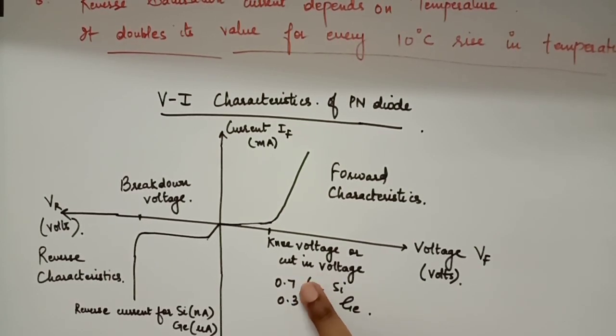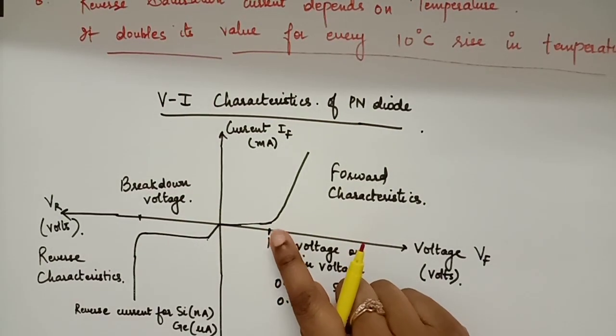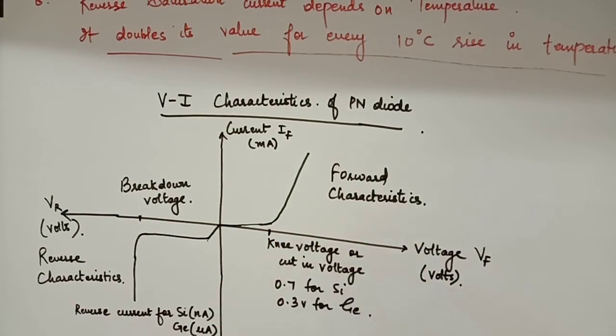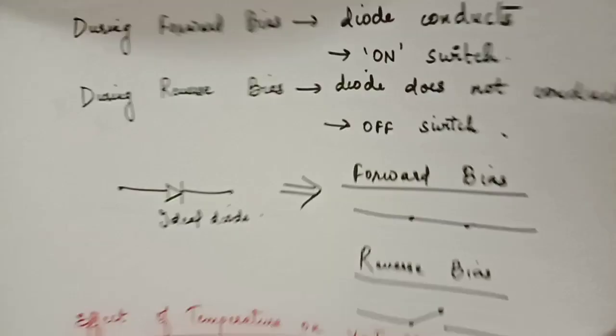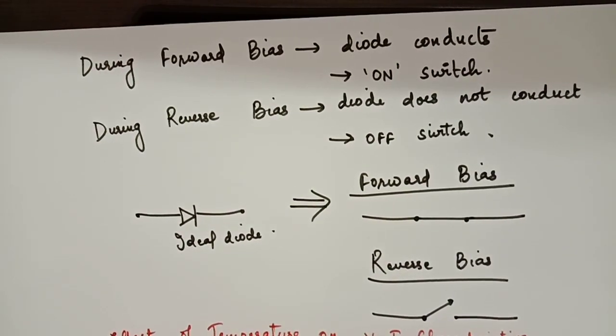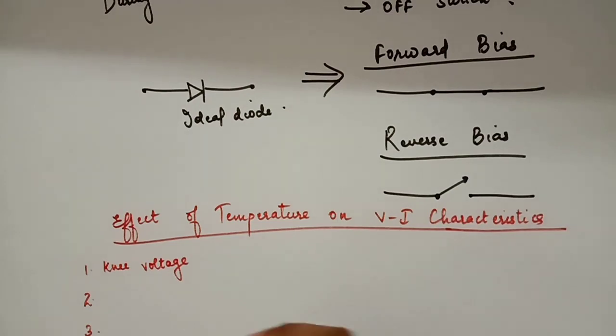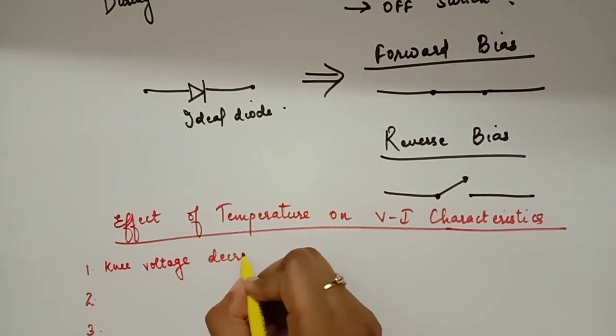That if the depletion layer decreases, then the potential barrier also decreases, because it is the electric field that is set up inside the depletion layer. So knee voltage will decrease. So the first effect that will take place is that knee voltage decreases.